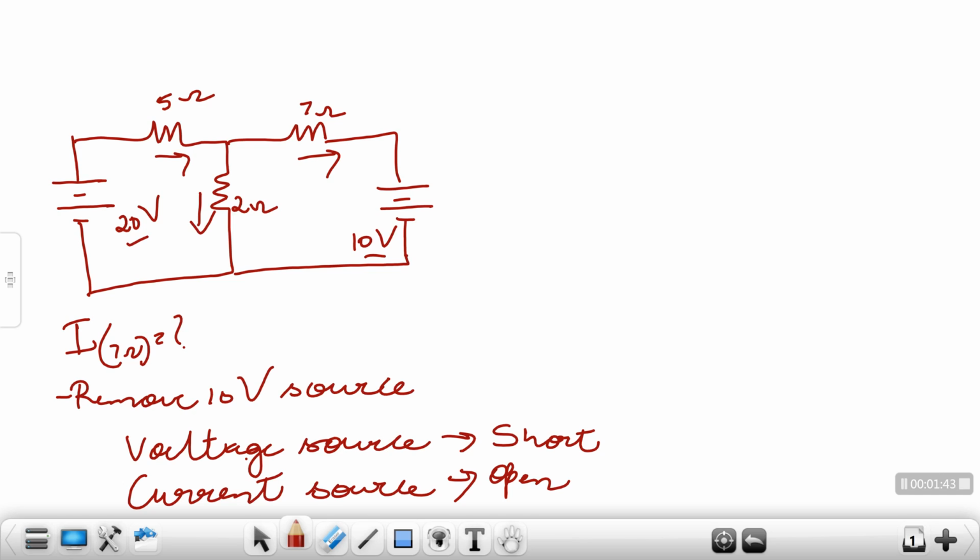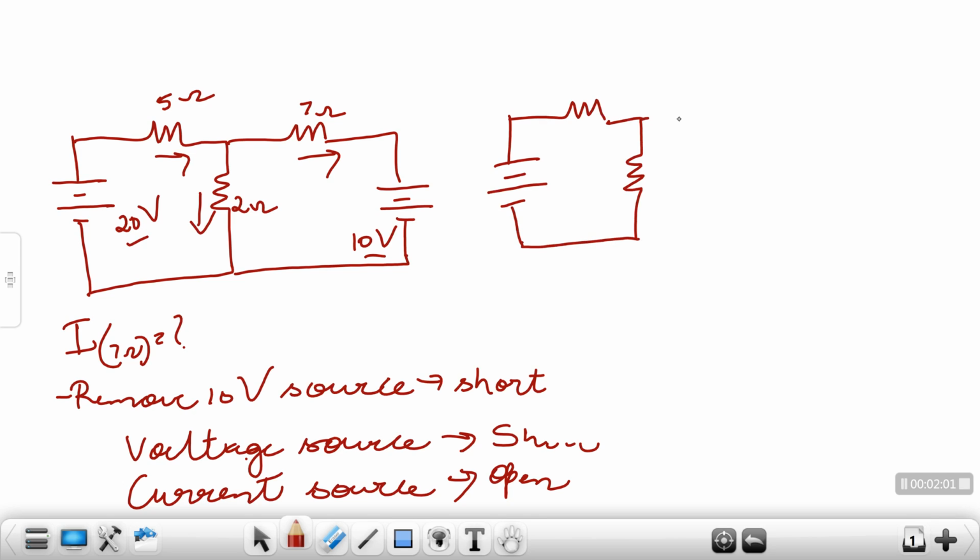Now since the 10 volts is a voltage source, you will short it, and redraw my circuit. So with this condition I am redrawing my circuit over here. This is 20 volts, this is 5 ohms, this is 7 ohms, this is 2 ohms. I have shorted my 10 volt source. This is there over here. I have shorted it, fine.